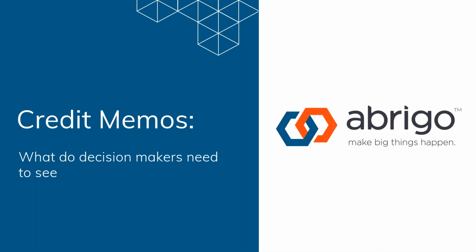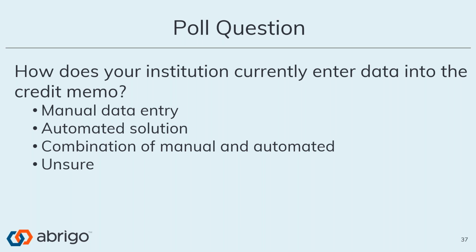All right, so we only have a couple minutes left. The last section we're going to talk about is credit memos, and from a high level perspective, what do your decision makers need to see? So you can go to the next slide, Thomas, and we have our last poll, I think.